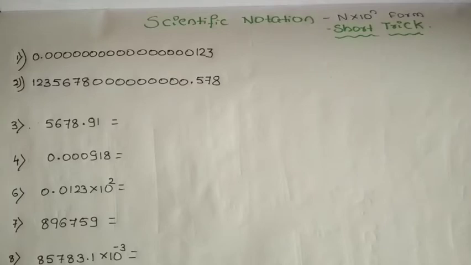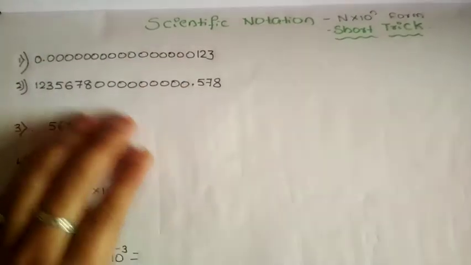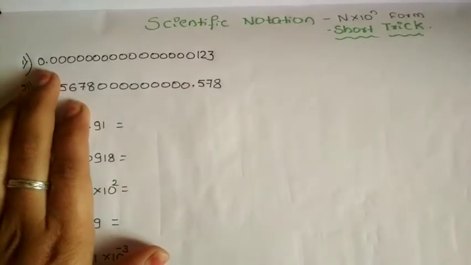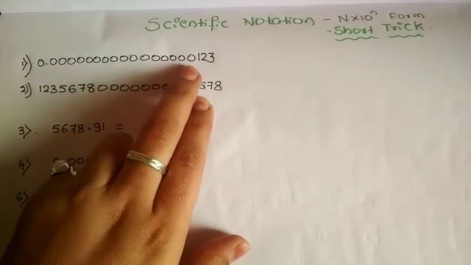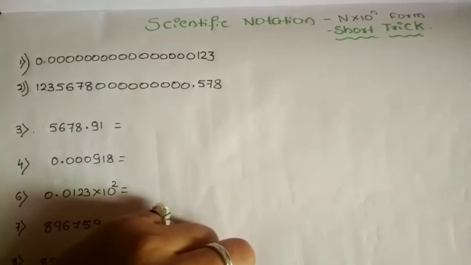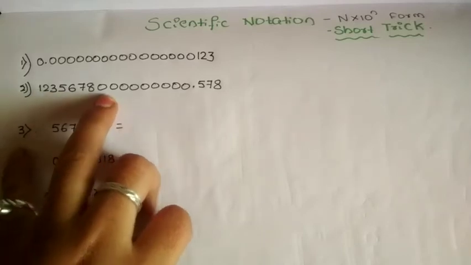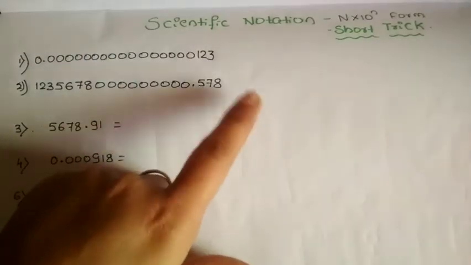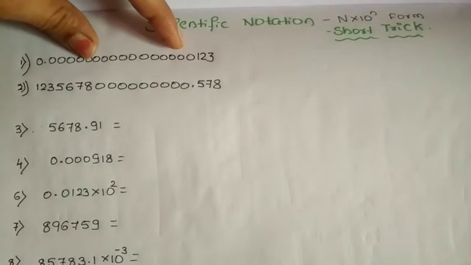When we are dealing with numbers, there may be a very large number, or a very small number. So here I have given two examples. The first is 0.0000, with n number of zeros, followed by 123. Similarly, the second example is 12356778 followed by zeros, then 0.578. So one is the smallest number and one is the largest number.